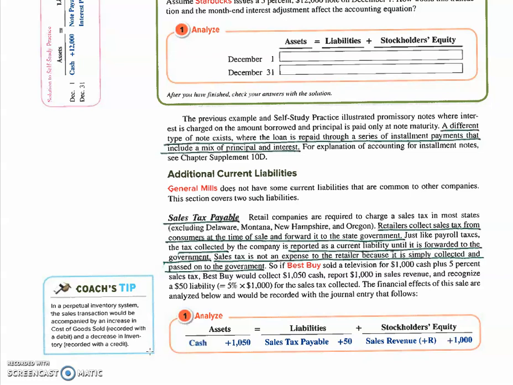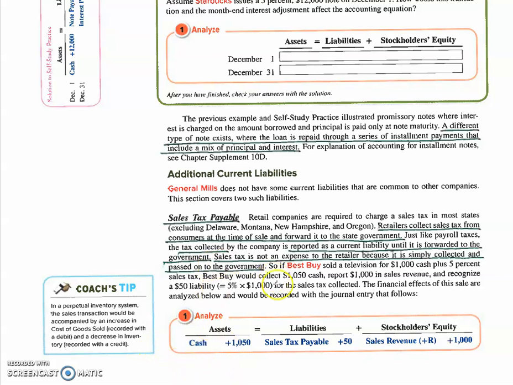They would debit cash for the amount you're paying, which is $108.25. And then the other $8.25 they owe to the state of Texas. So they would credit sales tax payable for that.